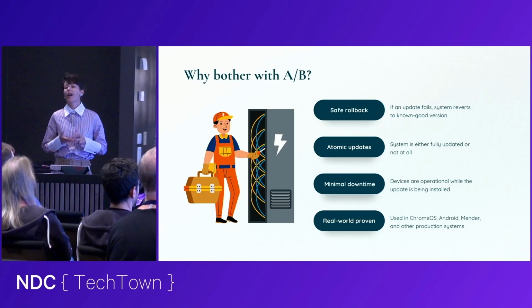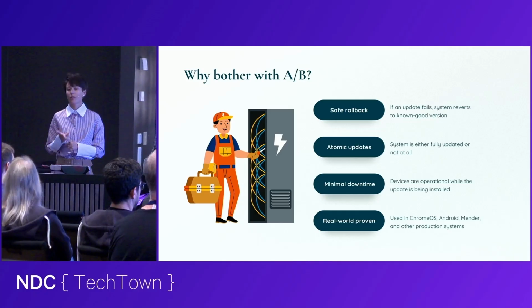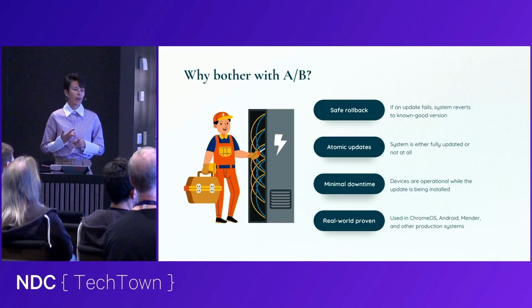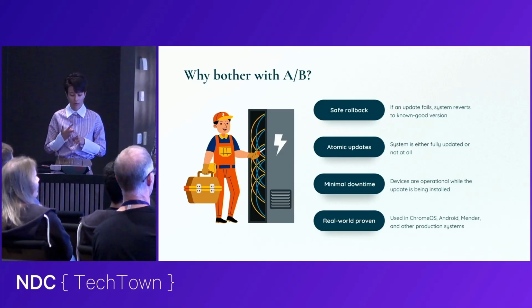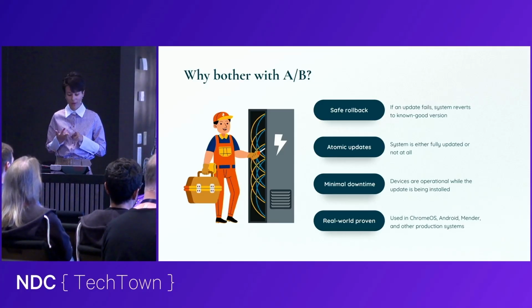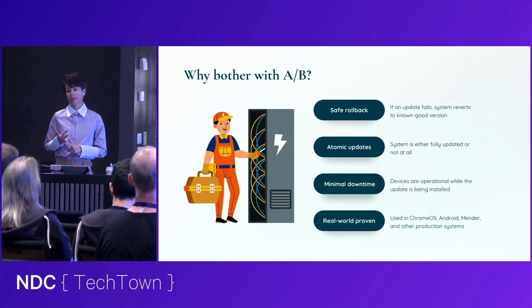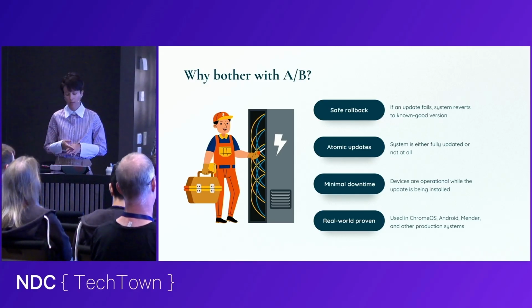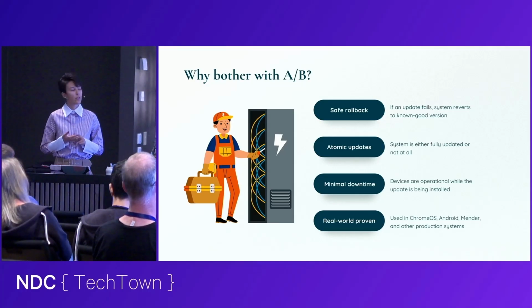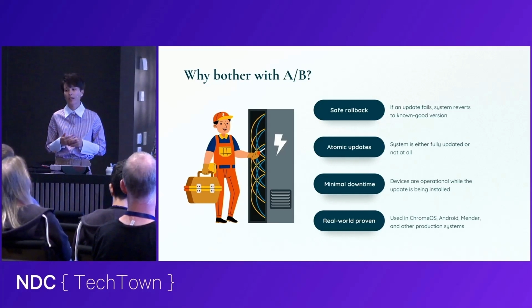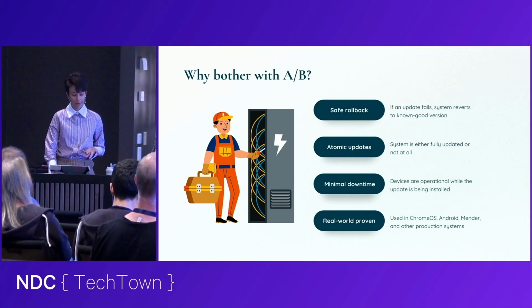Okay, so the question is, why even bother with AB? Because it's complicated, it takes a lot of space. First of all, because of safe rollback, because of atomic updates, because of minimal downtime, because you are able to use your device while the update is being installed, which is something that Windows users will never know what it looks like. And also, it's real-world proven. Today, there are many different operating systems and devices using it, and it's proven to be a very, very stable and safe approach. But if you don't have AB, what are your options?